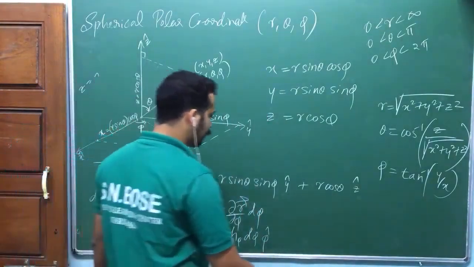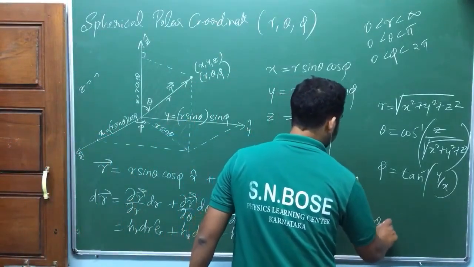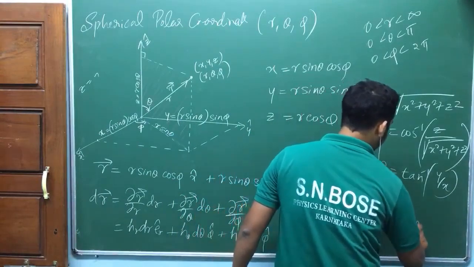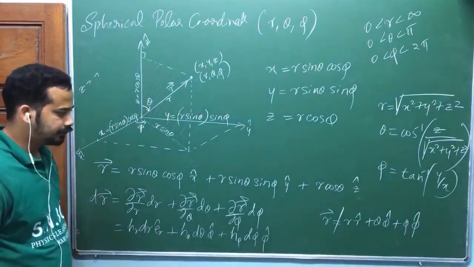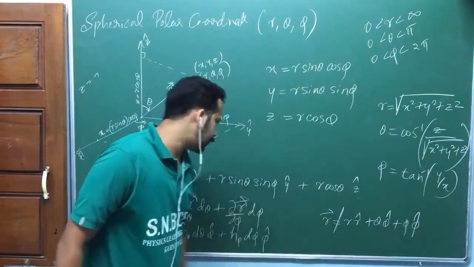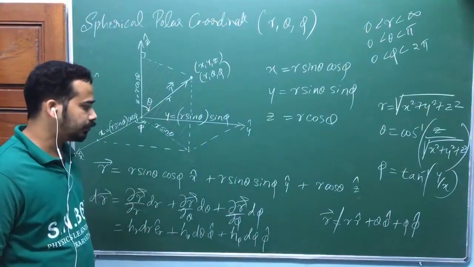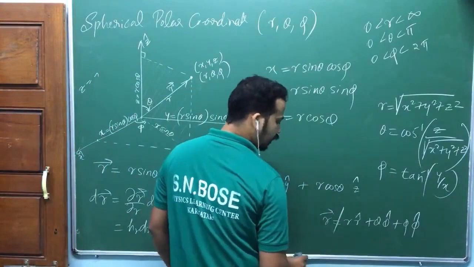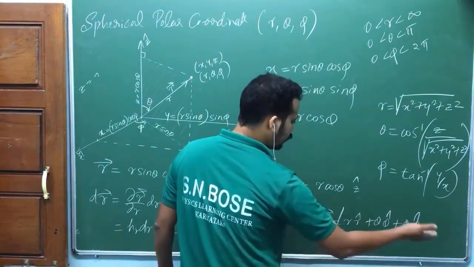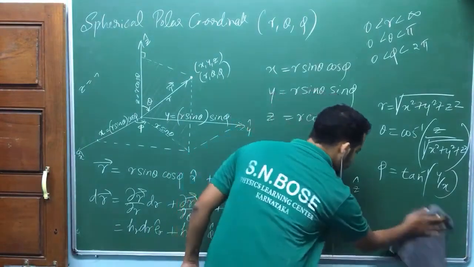You can't write like this. Okay, r vector, you can't write r into r cap plus theta into theta cap plus phi into phi cap. This would be wrong. Are you getting my point? You have to define it like this actually, and then you have to try to define in terms of a new system. We shall try this one. These things are wrong. They don't even dimensionally match actually.